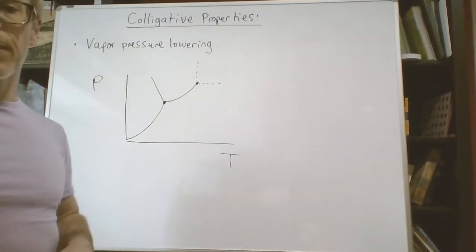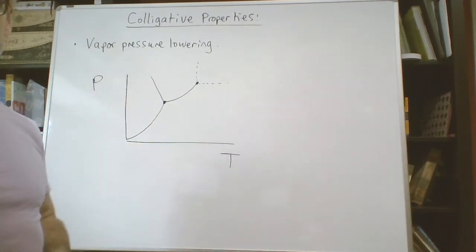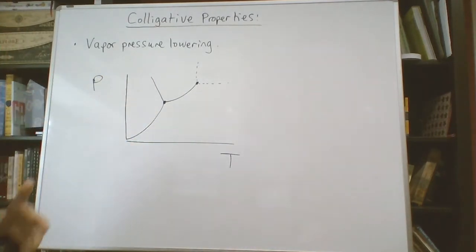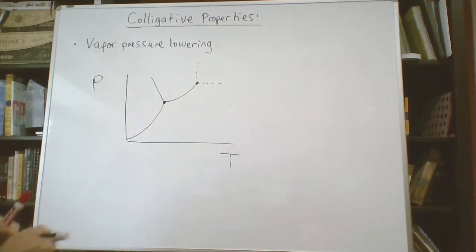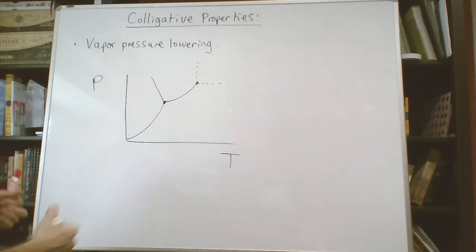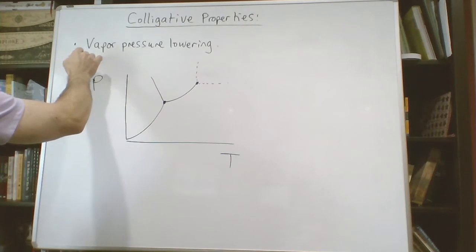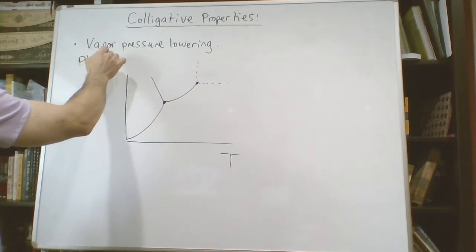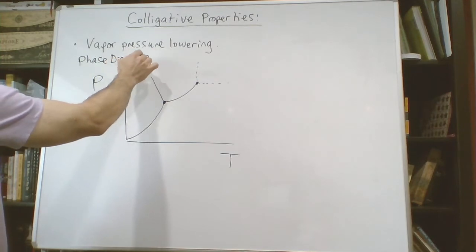Okay, so I've cleaned up the board and I've plotted a graph of pressure versus temperature, and we're going to use this to explore vapor pressure lowering. So this is essentially a phase diagram for water. So I'm going to write over here, phase diagram for water.